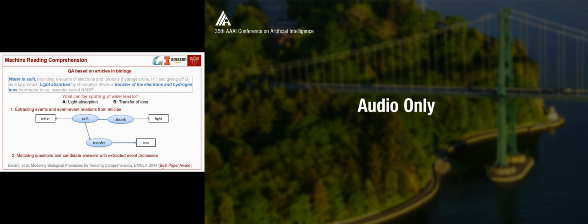Similarly, modeling event processes is also important for machine reading comprehension. In this task, a system is required to answer some questions that are relevant to a given article. This example is from this award-winning paper in EMNLP 2014. Here, to understand the biological process described by the scientific literature, the proposed method also extracts events and event-event relations in a biological process. And the question answering is conducted as matching the events in the question and the candidate answers with the extracted event processes, such that in this paper, the authors also show that the knowledge about event evolution is also very important to this kind of scientific machine comprehension.